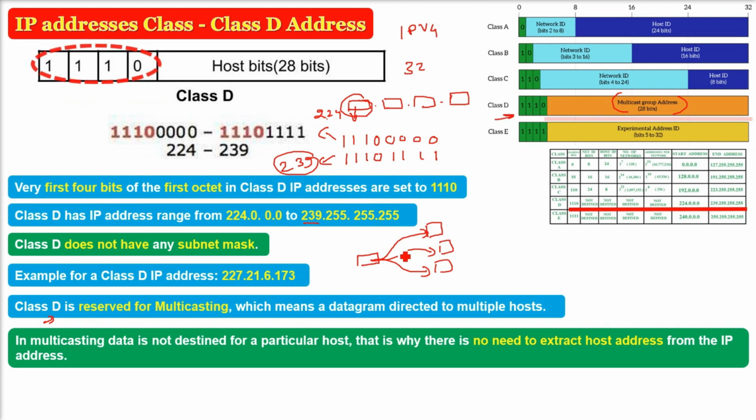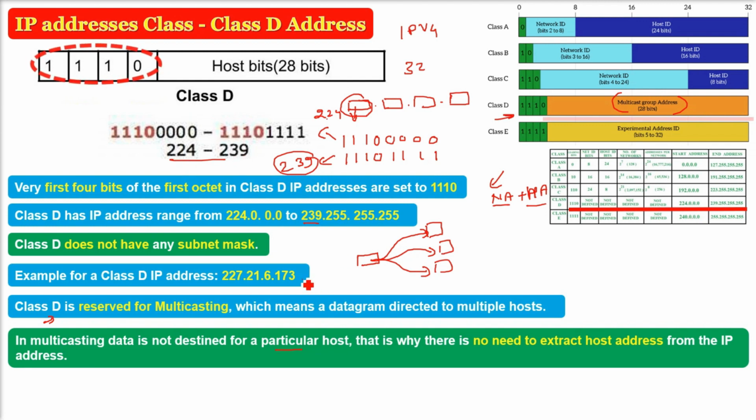So when you don't want to reach a single host but have a multitude of recipients, we don't need a subnet mask, because the subnet mask's whole work is to find the network address out of the IP. In multicasting, data is not destined to a particular host, so there is no requirement to extract the host address from the IP address. That is why we don't require any subnet mask. So we have the range 224 to 239.